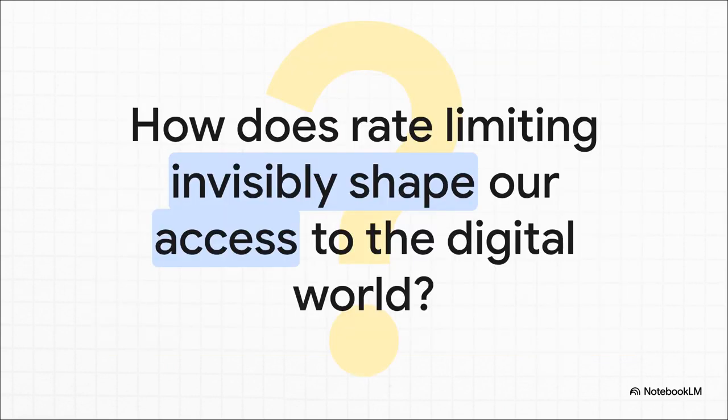So, when you boil it all down, rate limiting is this fundamental balancing act. On one hand, it's the guardian that protects the services we all depend on, making sure they're stable and fair. But on the other hand, by its very nature, it also draws the invisible lines and sets the rules for our entire digital world, quietly shaping how and how often we get to interact with, well, everything.